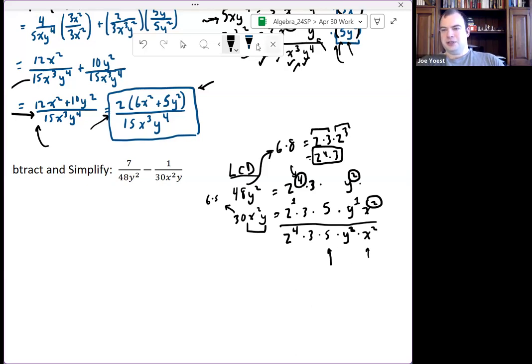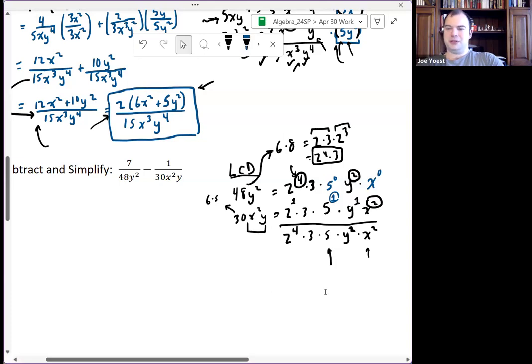If you really wanted to push the issue, you could even put something like an x to the 0 and a 5 to the 0 here, and say that 5 to the 0 against 5 to the first, 1 is the bigger number, so we put a 5 to the first power, an exponent of 1 there. Or x squared against x to the 0, 2 is the bigger number, so we end up with an x squared in the LCD. So if you really wanted to push the issue, you could do something like that. But I don't think that's particularly necessary. Okay, so this is our LCD. 2 to the 4th times 3 times 5 times y squared times x squared.